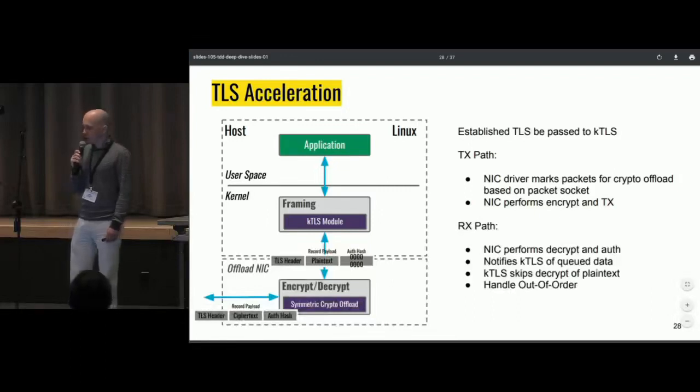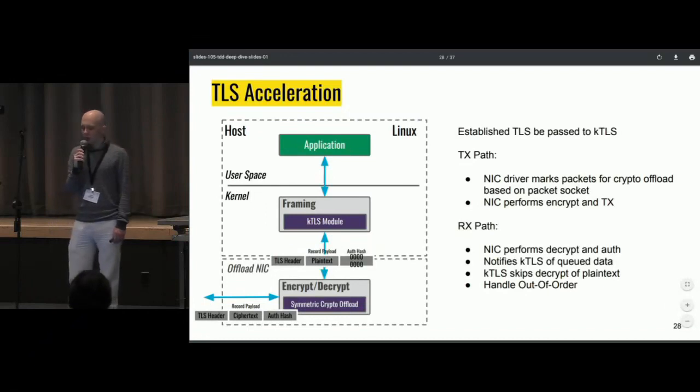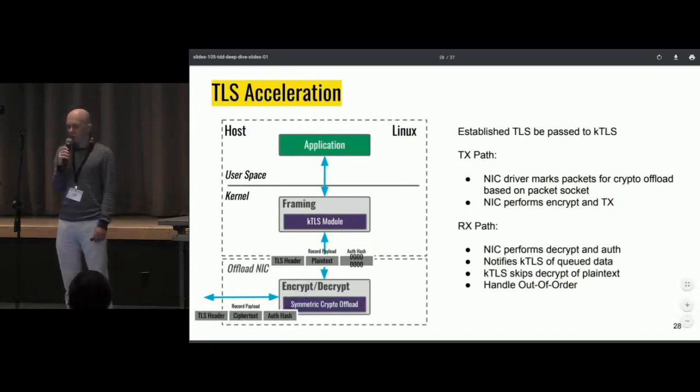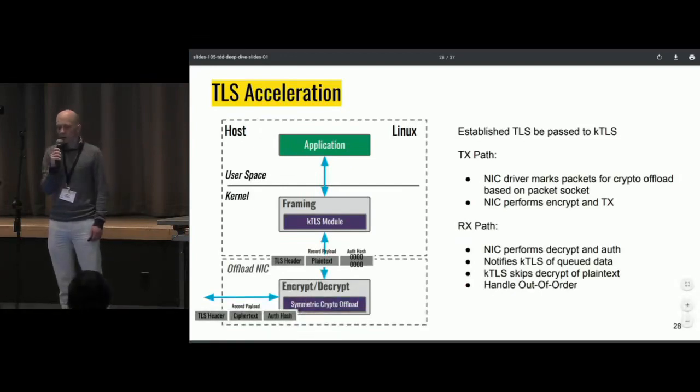And then when we do transmit, essentially what the host will do is form up a TLS frame, but it does not perform the cryptographic operation. So the authorization hash, there's space for it, but it's not filled in. And the record payload is in plain text. And then the offload NIC will receive this record and perform the cryptographic operation. So it turns the plain text into ciphertext, and it fills in the hash.